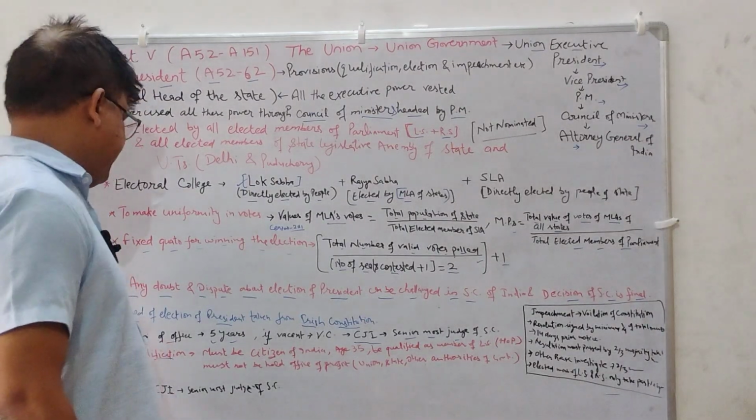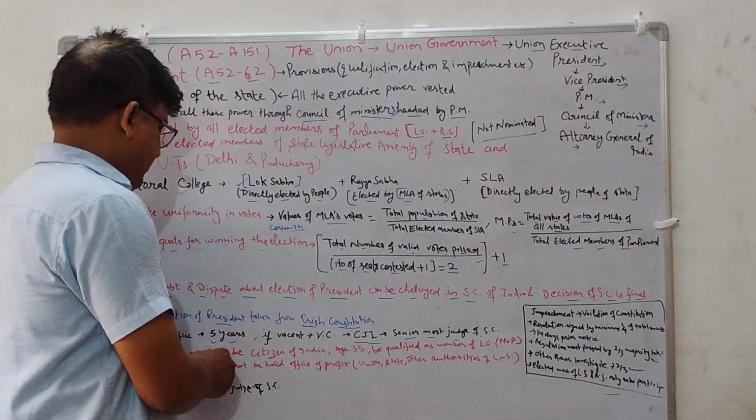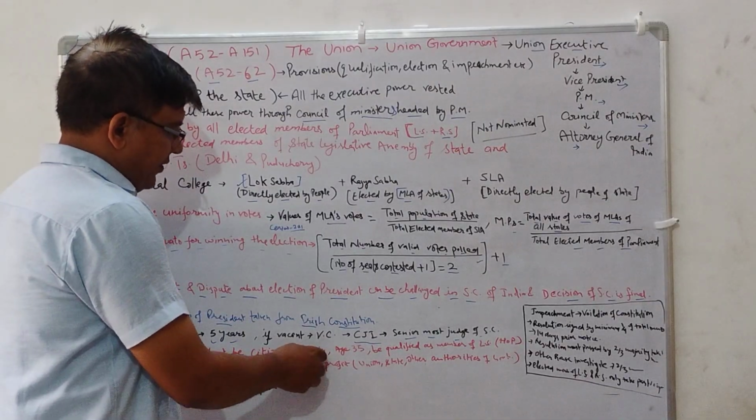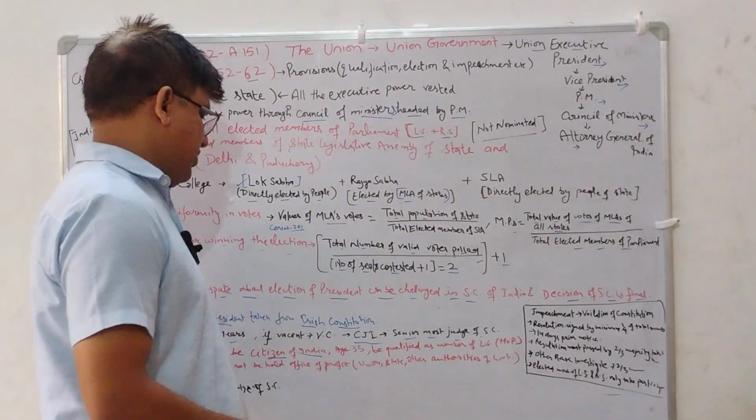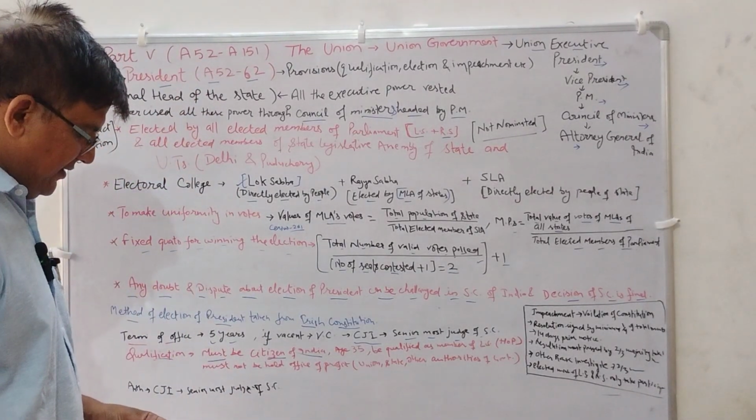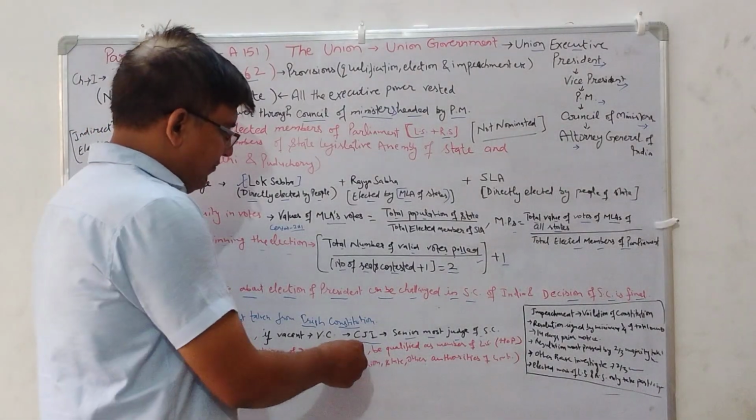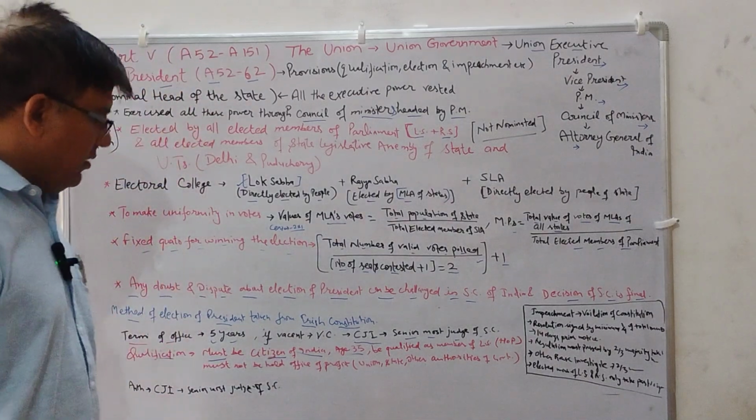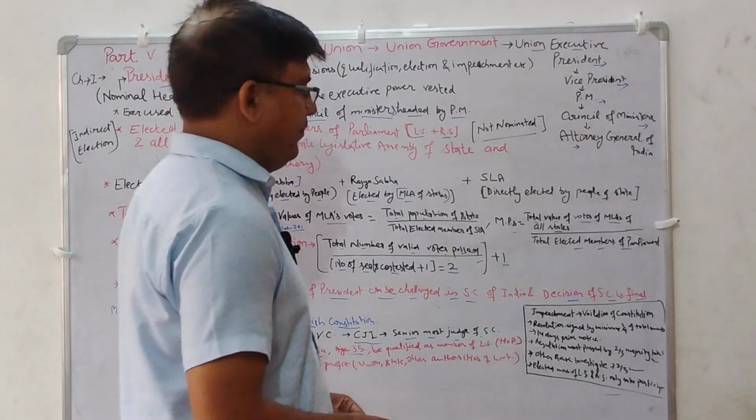The first qualification of the president: he must be a citizen of India. Citizenship of India is a must condition. Then he must have completed the age of 35.